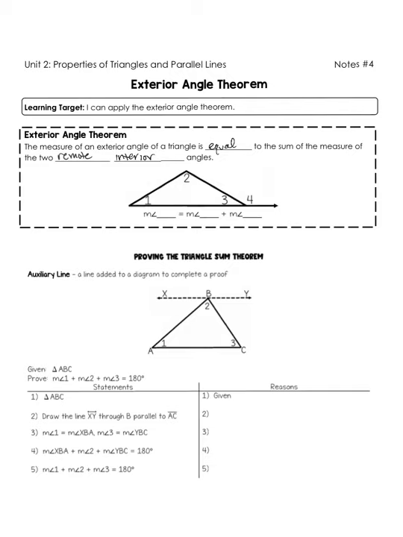So if we're looking at this diagram, my exterior angle is angle 4, and my remote interior angles are the angles across the triangle from it. So that would be angle 1 and angle 2. They're called interior because they're on the inside of the triangle, and they're called remote because they're on the opposite side. So our exterior angle theorem would say the measure of angle 4 is equal to the measure of angle 1 plus the measure of angle 2.